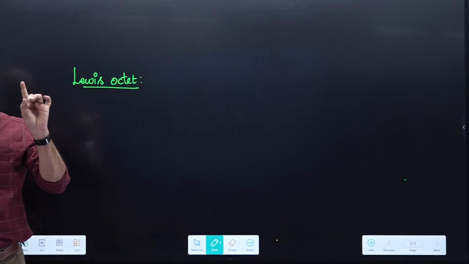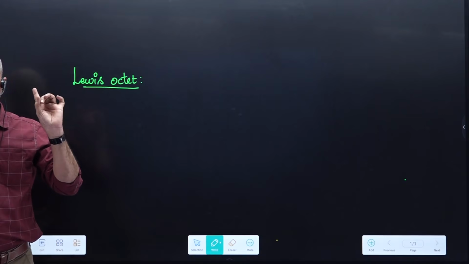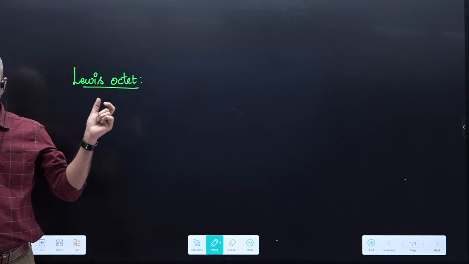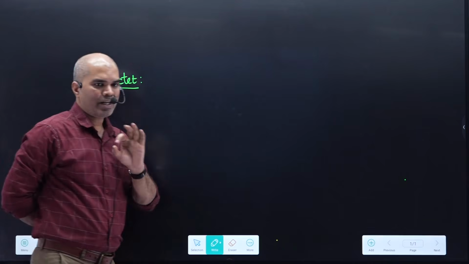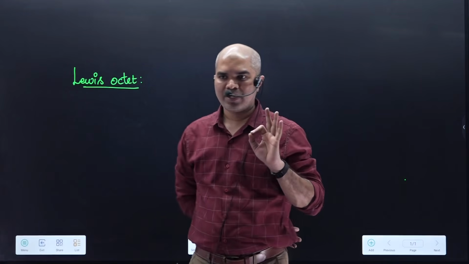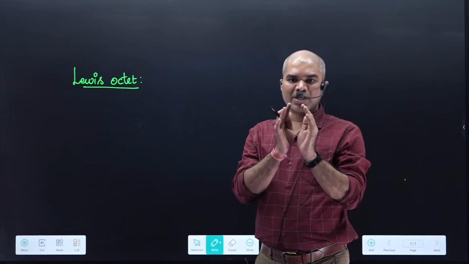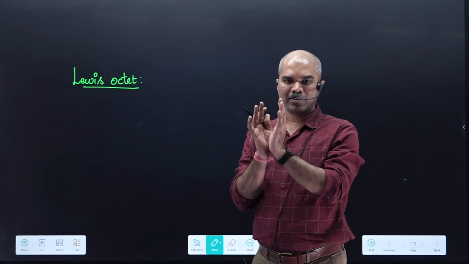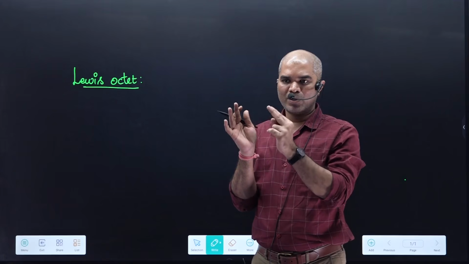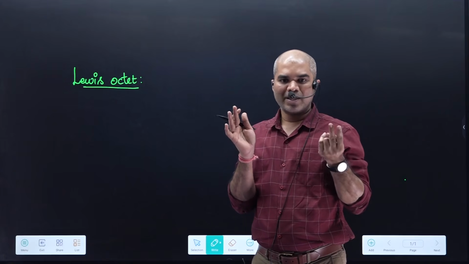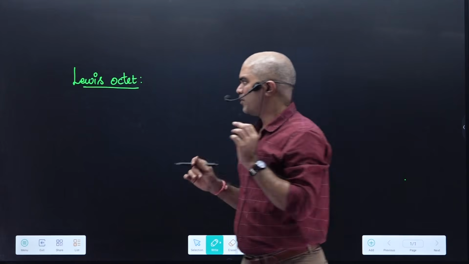First of all, it did not explain any geometry. The Lewis dot structure or Lewis octet concept did not explain anything about the geometry or shape of the molecule. Simply it said that whatever compounds are formed, they obey the octet rule. But there are some compounds which do not obey. They need not always be unstable. Let me give you a small example.